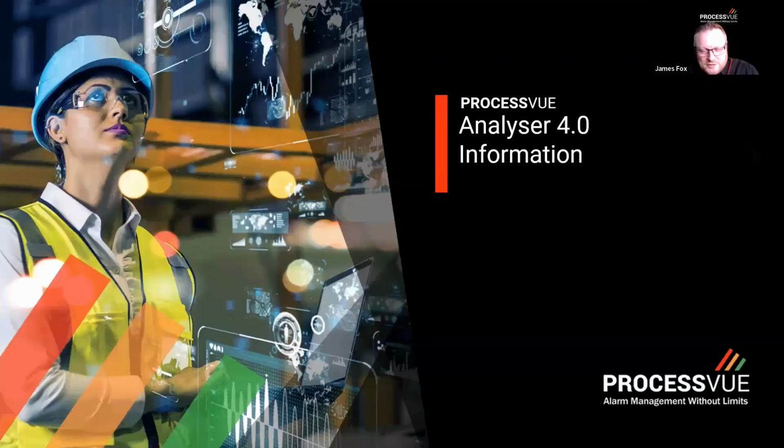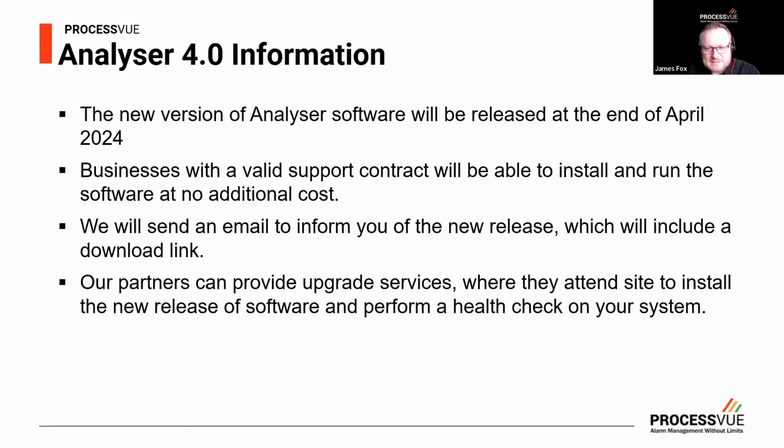So with a quick glimpse at the features that are coming as part of Analyser 4.0, it's time to just have a little talk about when you can get your hands on it and when it's being released. The new version of Analyser 4.0 will be released at the end of April this year, and any business with a valid support contract in place will be able to install and run the software at no additional cost. We'll be sending an email out once we release the software to the user base.